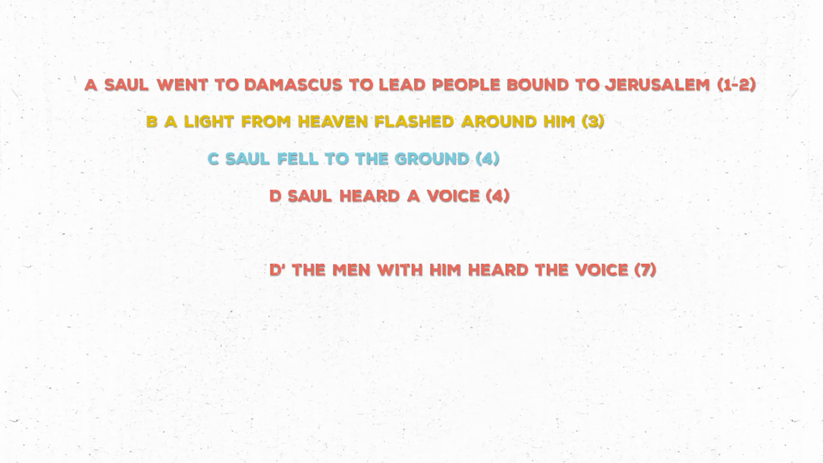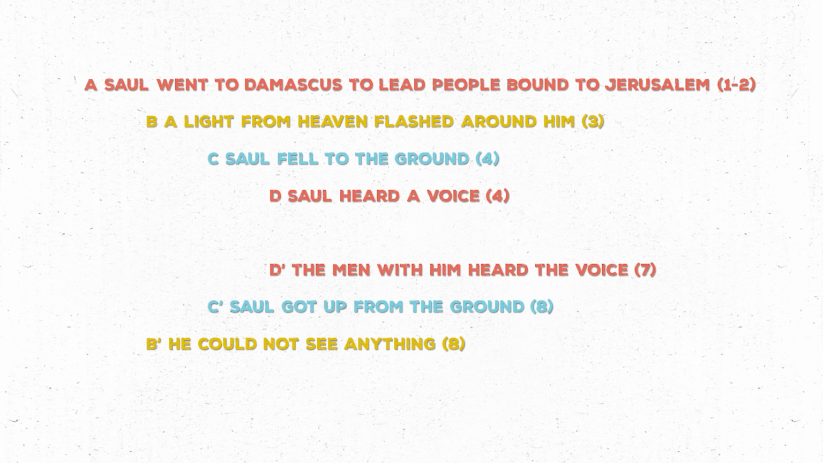So in verse 7, it says that the men who were with him heard a voice. In verse 8, Saul gets up from the ground, but when he opens his eyes, there's only darkness because he can't see anything. And then instead of him leading people to Jerusalem, it is he that is led to Damascus.